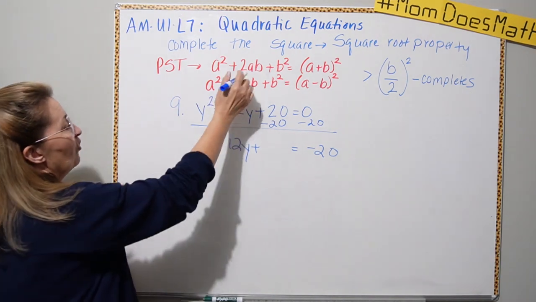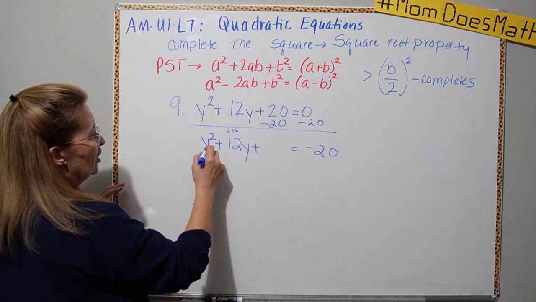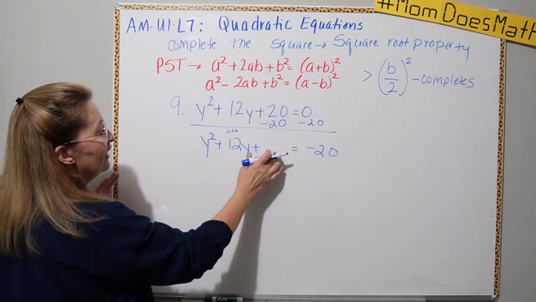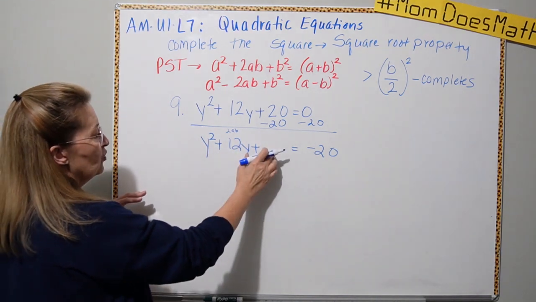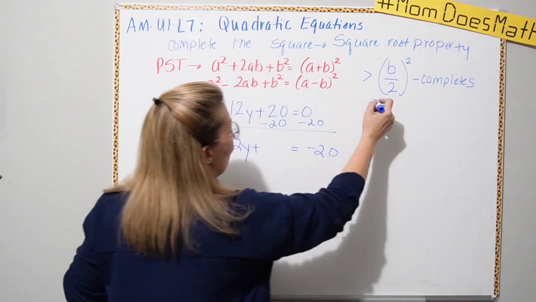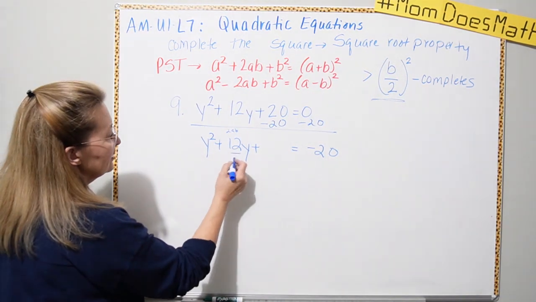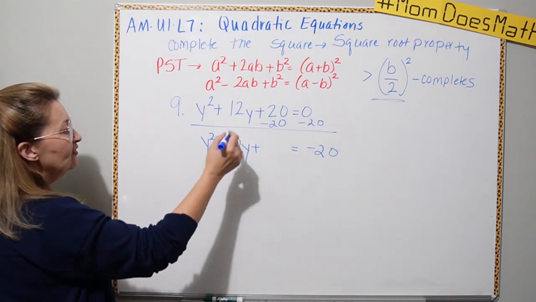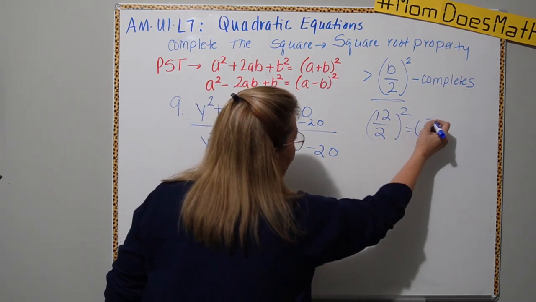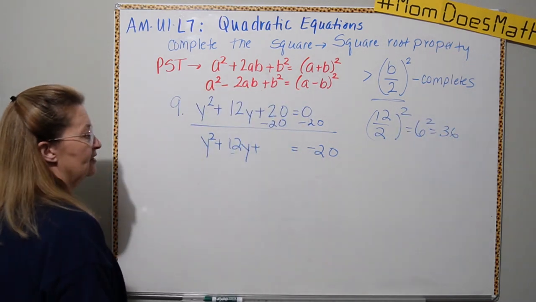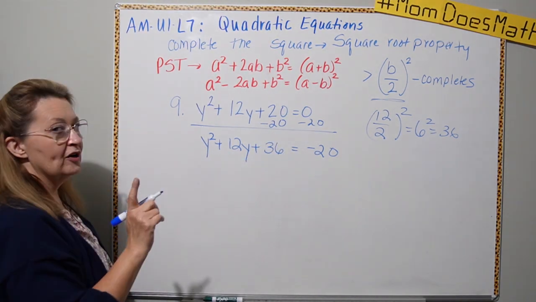Now, remember, as far as the formula went, the middle term had to be equal to 2 times the square root of the first term times the square root of the last. So I need to find a number such that when I multiply 2 times y times the square root of it, I get 12. Well, there's actually a little formula, b over 2 squared. What's b? Well, b is the coefficient of the middle term. So if I do 12 over 2 and square it, that's 6 squared, which is 36. So I'm going to add 36 here. This makes a perfect square trinomial.